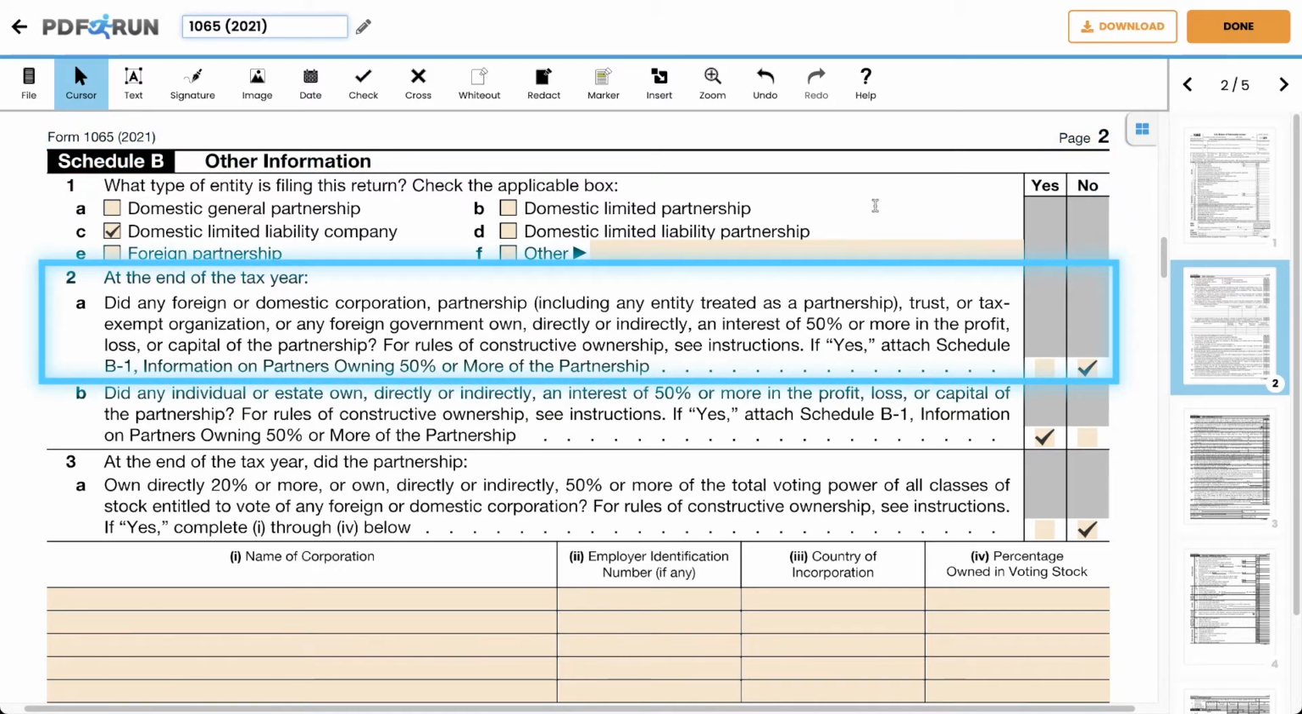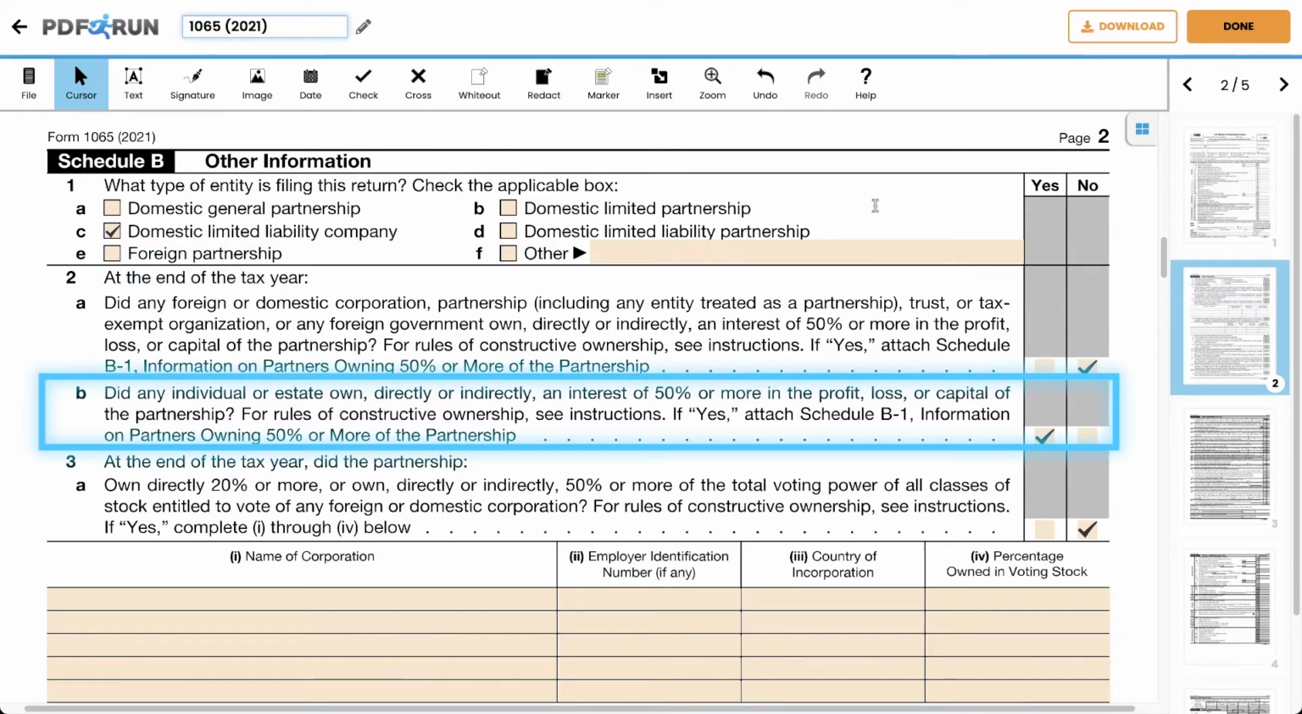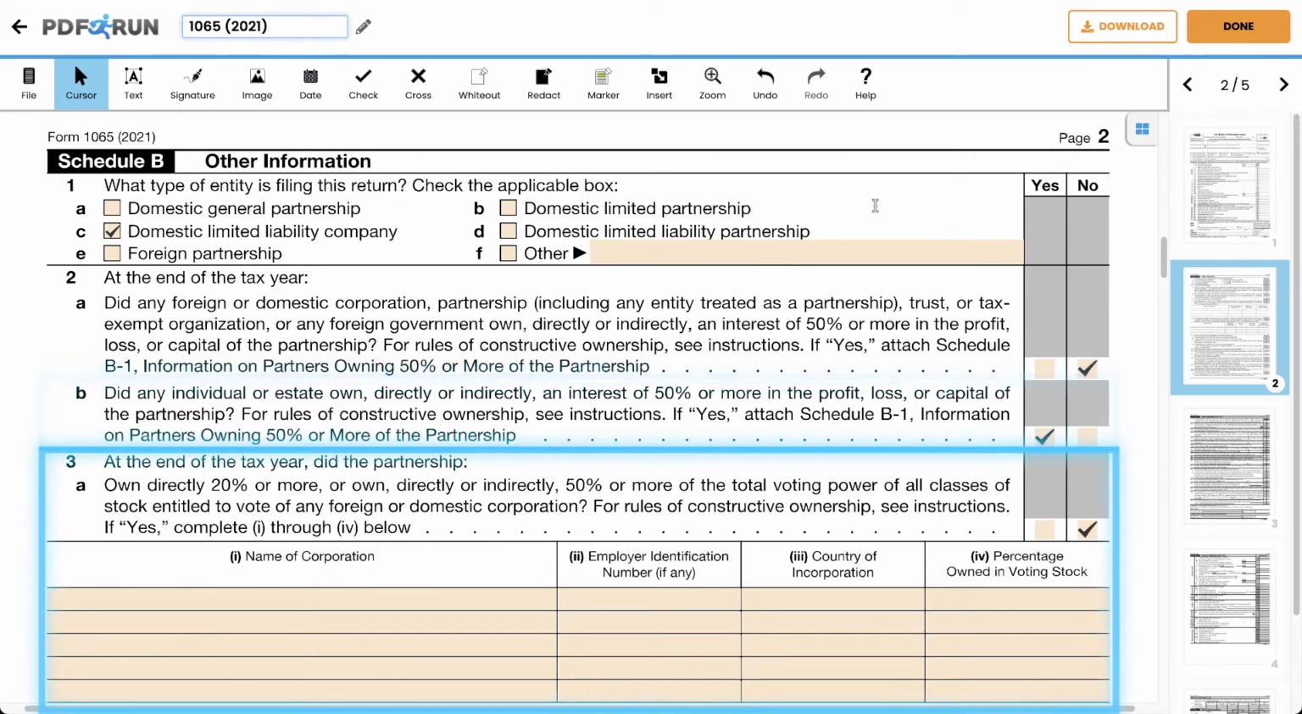Line 2A. If any foreign or domestic corporation, partnership, trust, or tax-exempt organization owns, directly or indirectly, an interest of 50% or more in the profit, loss, or capital of the partnership, check yes, and attach Schedule B1 to this form. Otherwise, check no. Line 2B. If any individual or estate directly or indirectly owned an interest of 50% or more in the profit, loss, or capital of the partnership, check yes, and attach Schedule B1 to this form. Otherwise, check no.